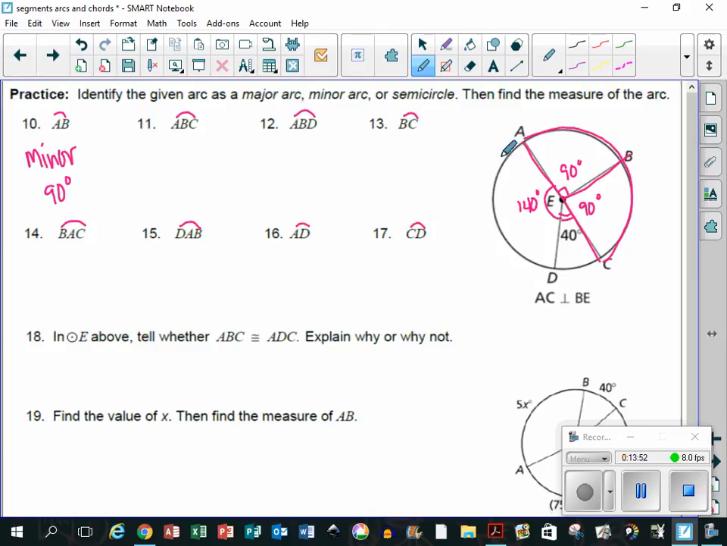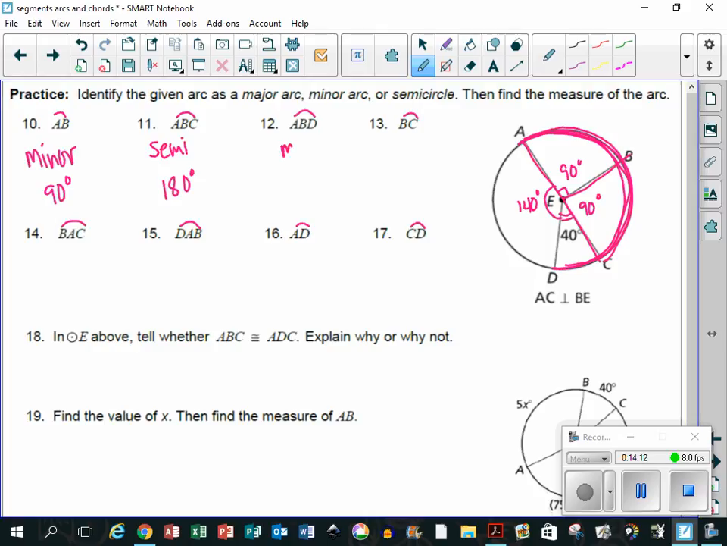All right, so ABC is a semicircle, and a semicircle is 180 degrees. A to B all the way to D, that's all of this. Well, wouldn't that be 140 plus 40? Or you could do 360 minus 140.